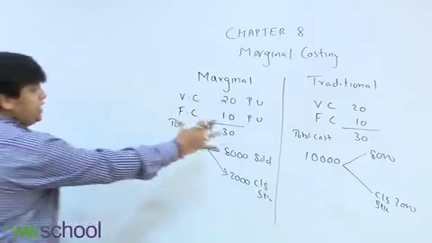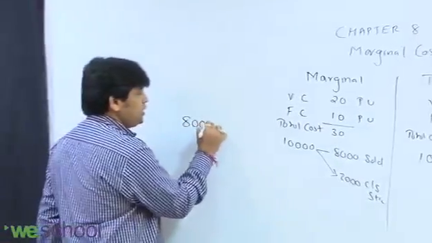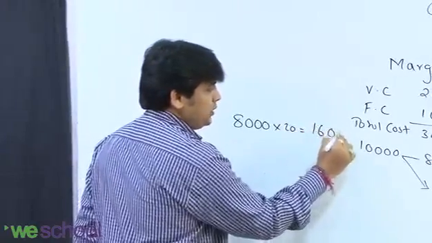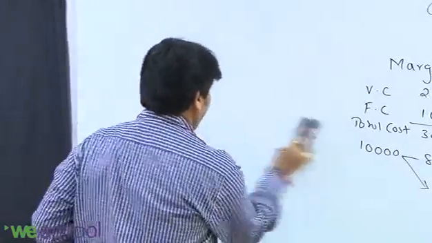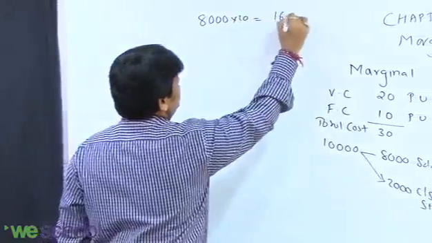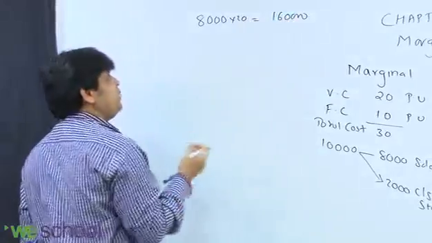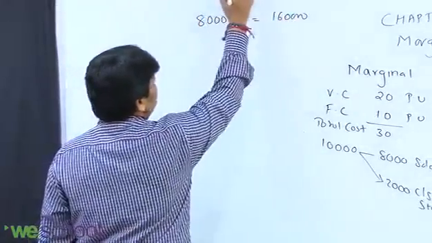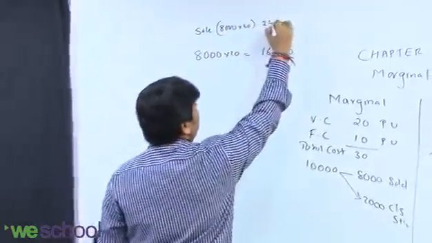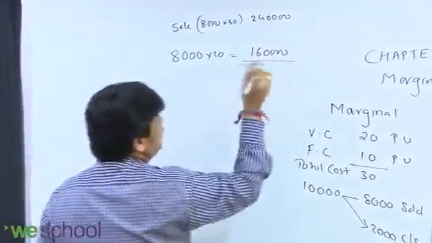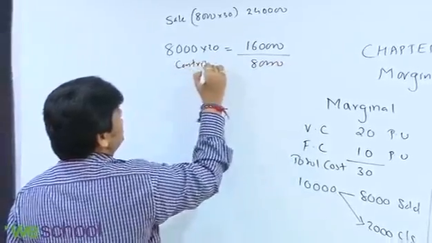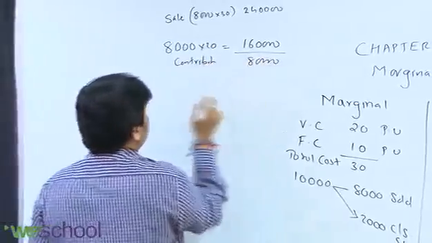Let us start with this example. Now in this example, 8,000 units is sold. So 8,000 into 20 rupees is the variable cost. That is 1,60,000. And suppose the selling price is 30 rupees in the market. So 8,000 into 30, 2,40,000. I am just making the concept clear so that you will get the answer to your question. So what is my contribution? Contribution is 80,000 less fixed cost.